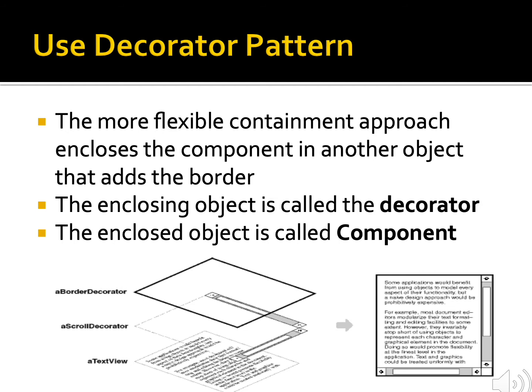Similarly, in our decorator design pattern, we will have two components. The one is the decorator, which is the enclosing object, and the second is the component which we need to decorate, and it will be contained inside the decorator class. So this more flexible containment approach encloses the GUI component in another object that adds a border or any additional feature or responsibility to the GUI component.